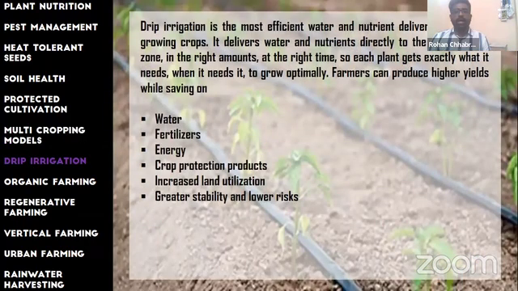Then drip irrigation. Drip irrigation is the most efficient water and nutrient delivery system for growing crops. It delivers water and nutrients directly to the plant's root zone in the right amounts at the right time. So each plant gets exactly what it needs when it needs to grow optimally. Farmers can produce higher yields while saving on the cost of water, fertilizer, energy, crop protection products, and there is increased land utilization. And when we use drip irrigation, these agricultural farms have greater stability and lower risks.